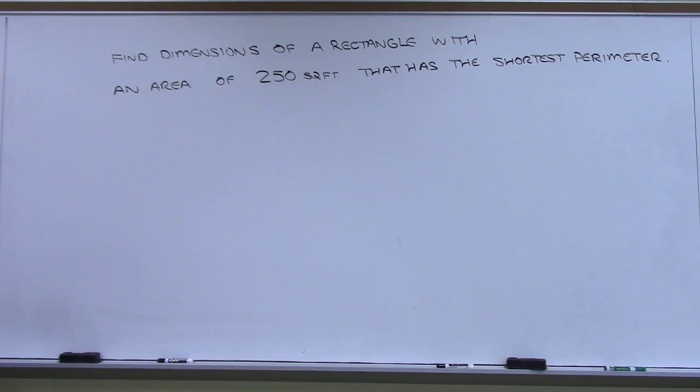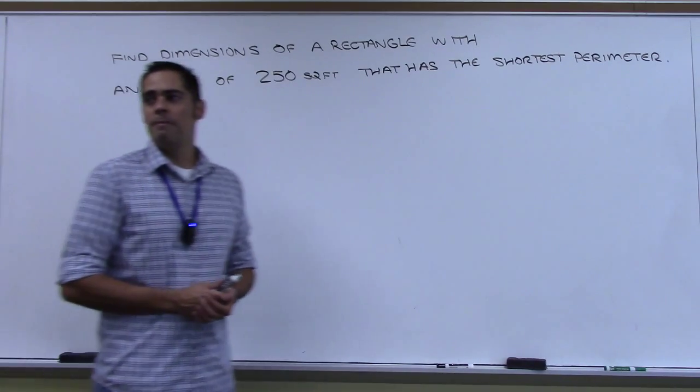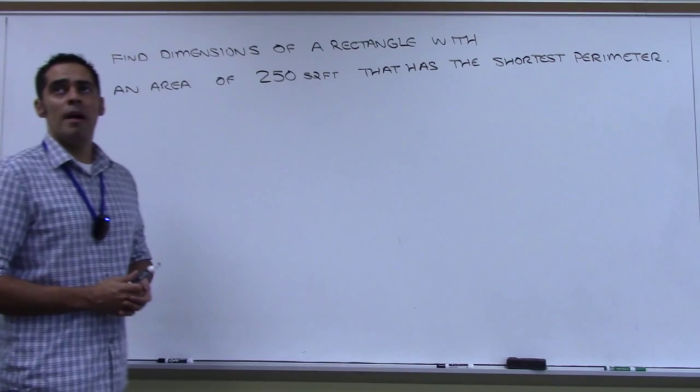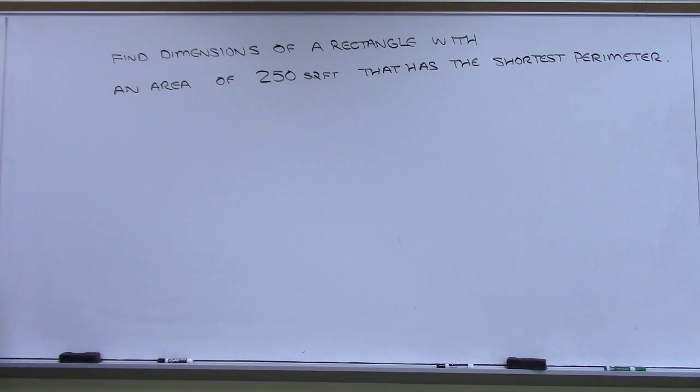So let's understand the problem first, because this next section is word problems. I'm not formally introducing this section today. We'll do that next class. I just want to start thinking about this. So I need to come up with a rectangle that gives me an area of 250 square feet. But I need to do it in a way so that the perimeter of this rectangle is the smallest it could ever possibly be. Any guesses as to what this rectangle is probably going to look like?